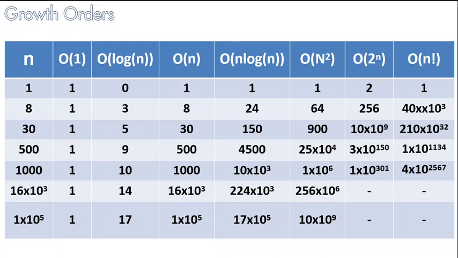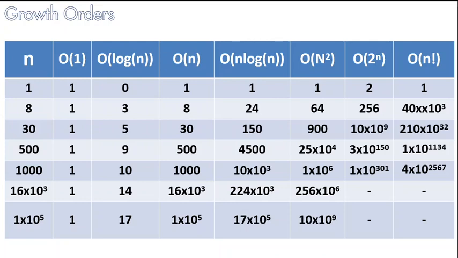We have Big O of n: 1, 8, 30, 500, which is the same as n, 1000, 16 times 10 to the power 3, 1 times 10 to the power 5. Now we have Big O of n log n, which is 124, 150, 4500, 10 times 10 to the power 3, 224 times 10 to the power 3, 17 times 10 to the power 5. Now we have Big O of n squared: 164, 900, 25 times 10 to the power 4, 1 times 10 to the power 6, 256 times 10 to the power 6, 10 times 10 to the power 9.